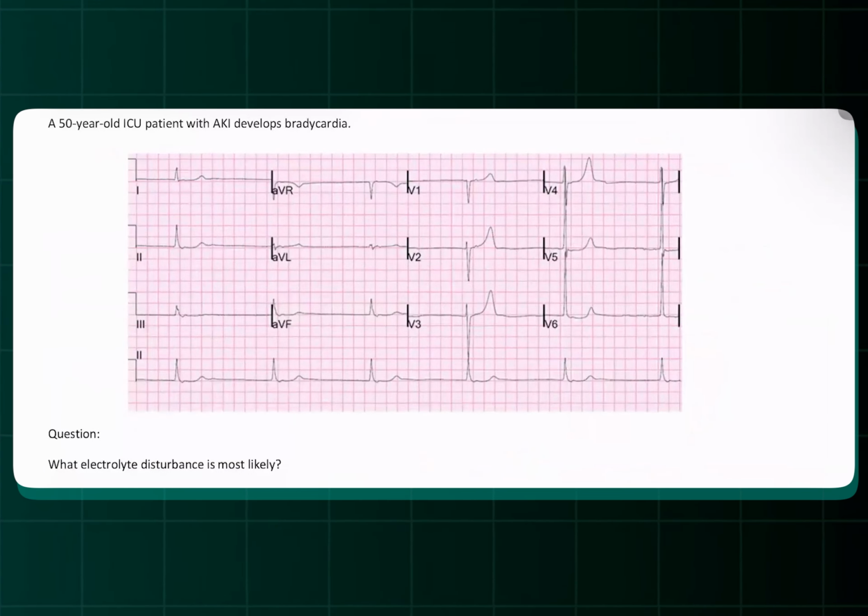So we have a 50-year-old patient with acute kidney injury who is reported to the emergency room with a slow heartbeat. That is bradycardia. So this is what you see. Can anyone tell me what you see in the ECG?